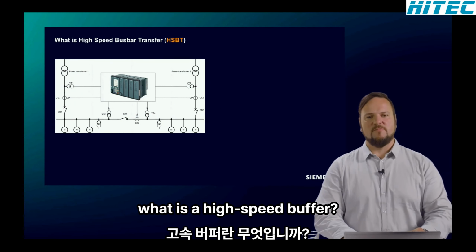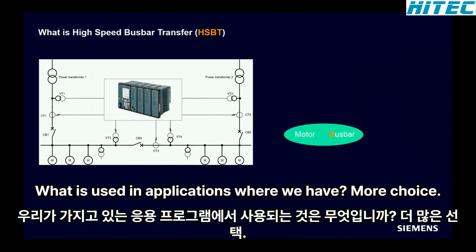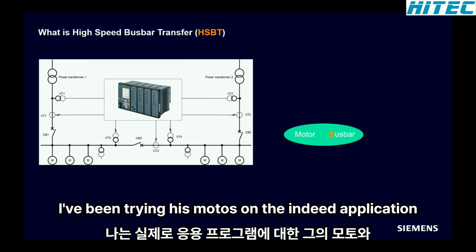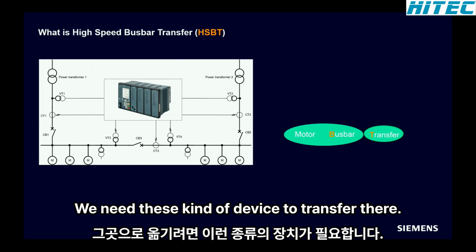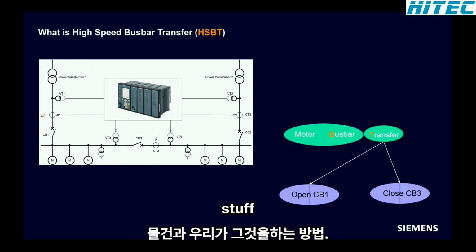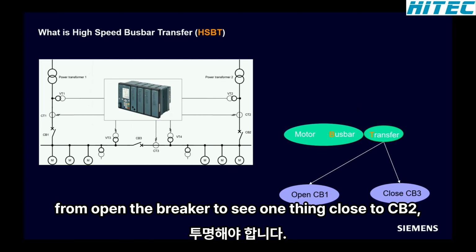What is a high-speed busbar transfer? A high-speed busbar transfer is used in applications where we have motors, inductive motors, asynchronous motors on a busbar, as is shown here in these applications. And why do we need it? We need this kind of device to transfer the motor load to an alternative incomer, for example. And how do we do that? We open the breaker, the CV1, and close the CV2.